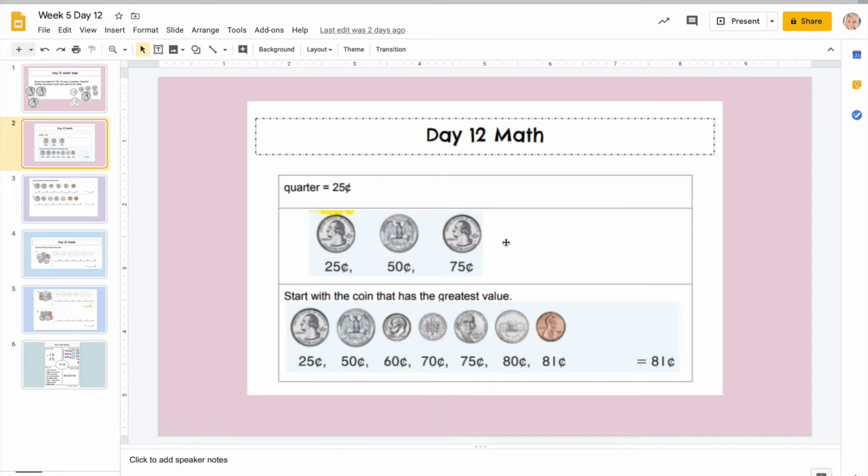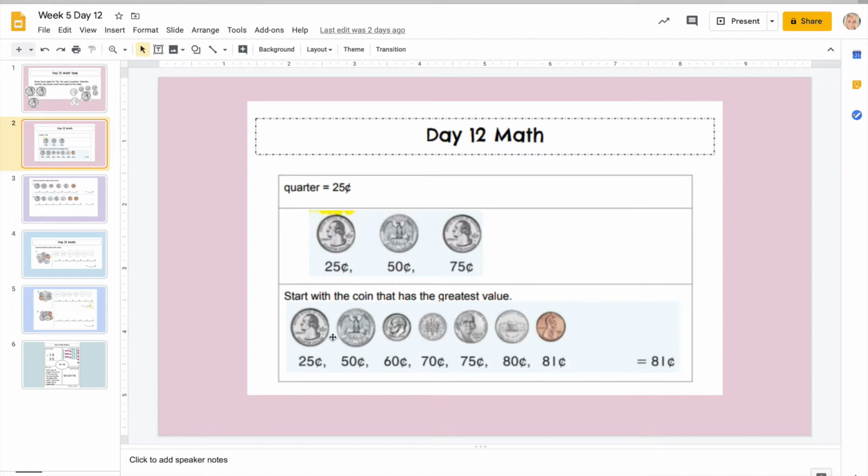And what we're going to do, we need to start with the coin that has the greatest value. So that's going to be the easiest way for you to count these coins and give a value when given any variety of coins. You're going to start with the coin that has the greatest value, so the quarters, and then you're going to move to the next one, which will be the dime. And remember, you're going to count by 10s with the dime, and then moving on to the nickel, which is 5 cents, and then the penny, which is 1 cent.